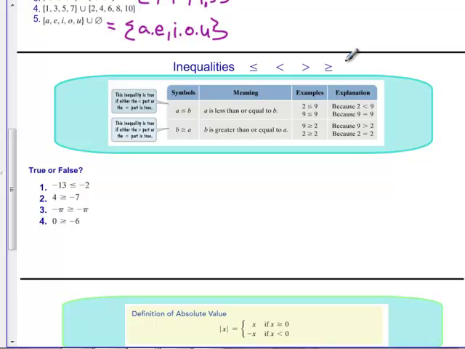So less than or equal. So one or the other works. So the -13 less than or equal to -2. So this is true. But I'm going to do you a quick number line right quick. So 0, -2, and then -13 somewhere down here, right? -13 is to the left of -2, which means it's going to be less than.